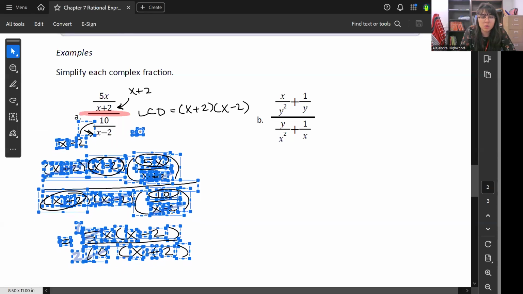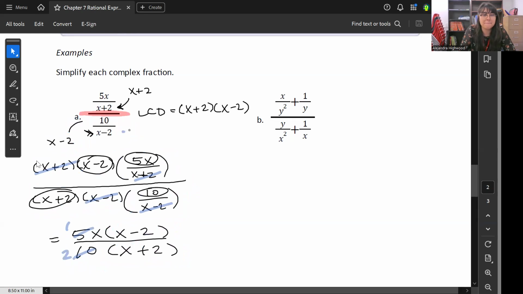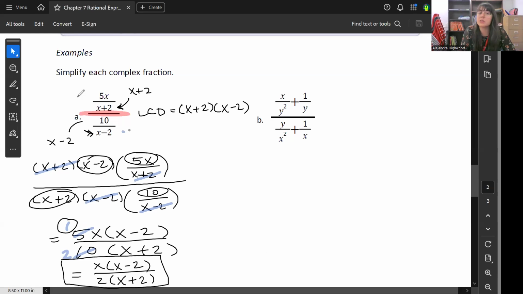Switching between colors is a chore, let me tell you. There we go. 1 times x, which is x, and x times x minus 2. In the denominator, 2 times x plus 2. And if you check your notes in the previous example, that is exactly what we got. Okay, notice how it seems really, really horrible at first, but it cleans itself up very nicely.